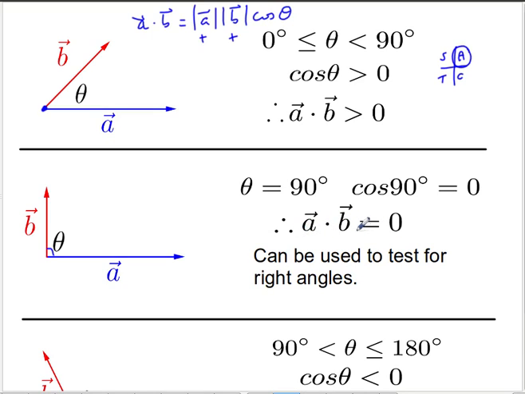I guess it's a test for a right angle triangle, but the flip side is if you take the dot product and you get an answer of 0, you know you do have a right angle triangle.